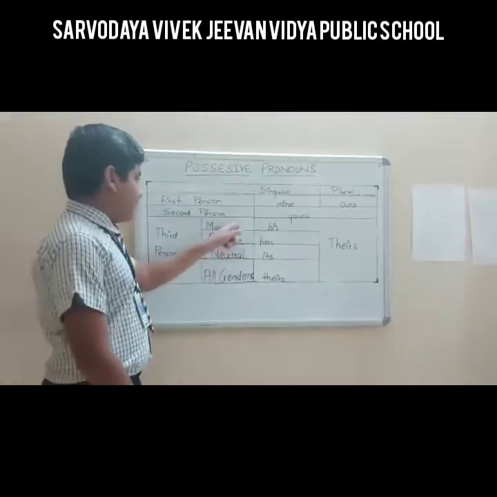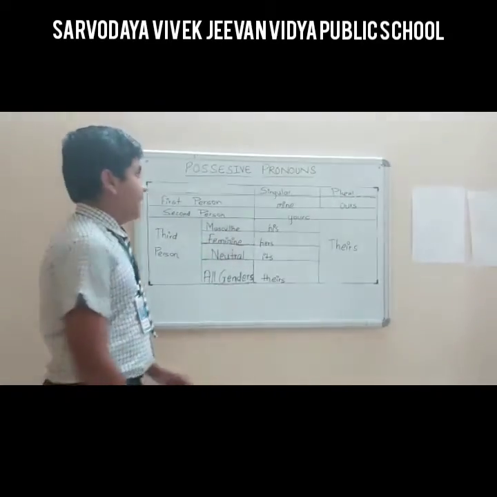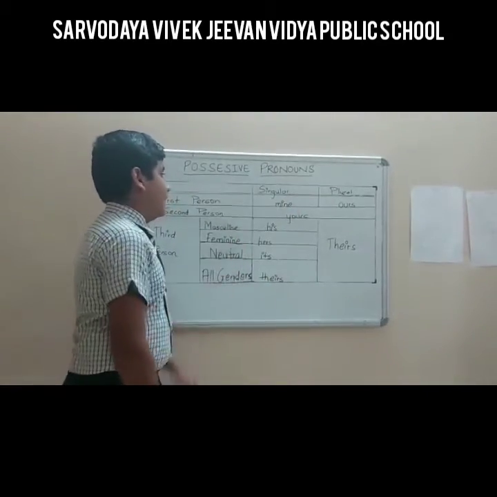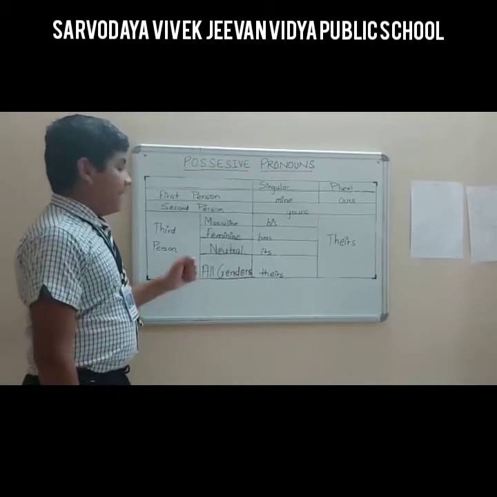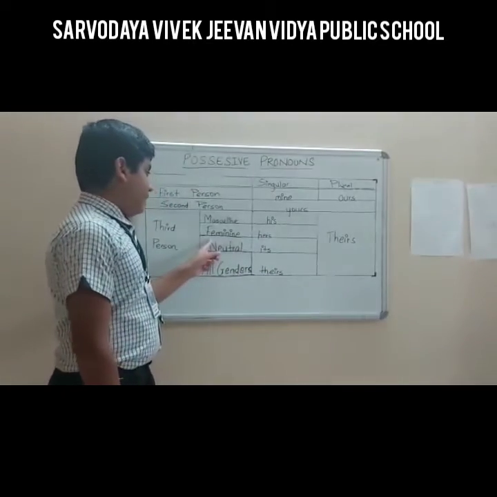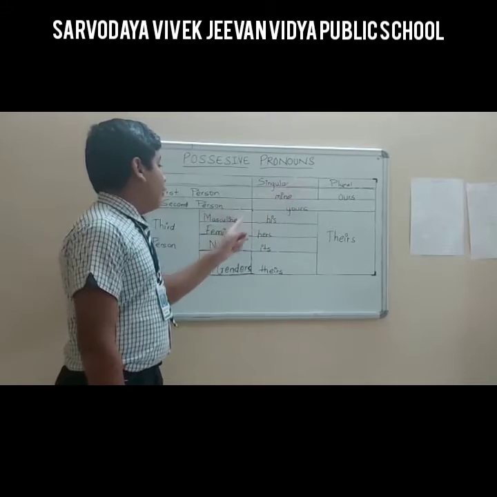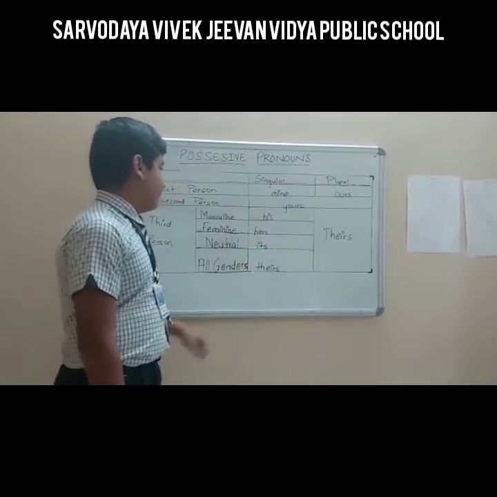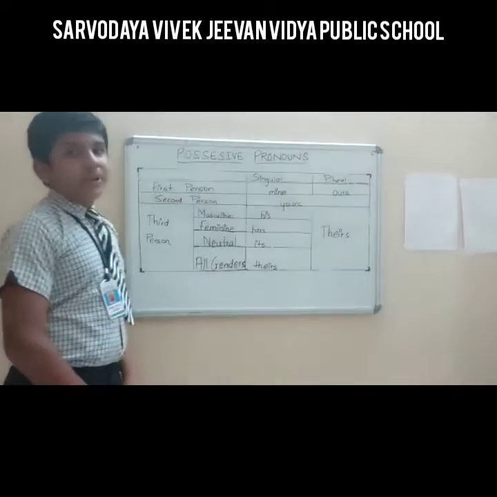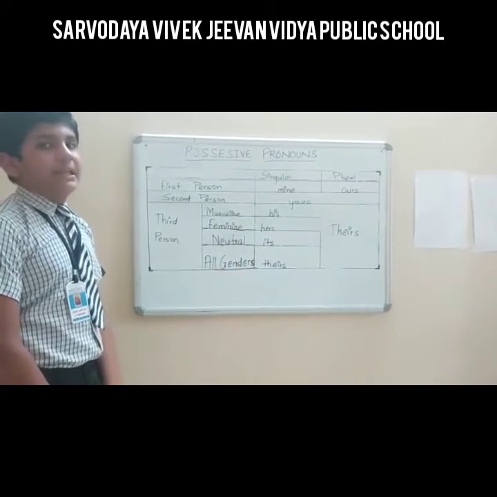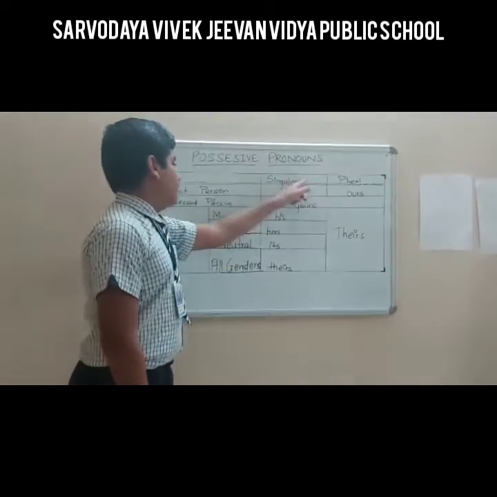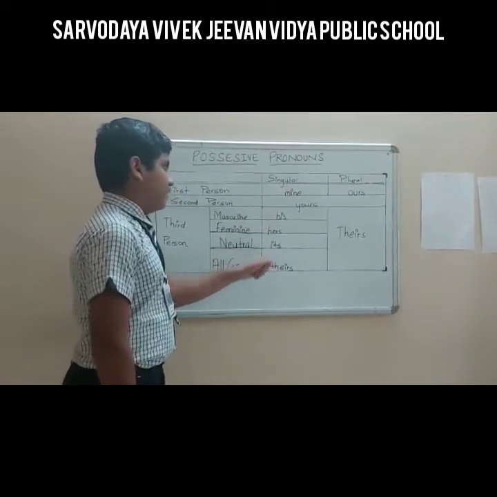So let's see masculine. Masculine is male. The singular form of masculine is his. Let's see the second. Feminine is female. The singular form of feminine is hers. Third, neutral. Neutral is used for things and animals such as dogs and cats. The singular form for neutral is its.